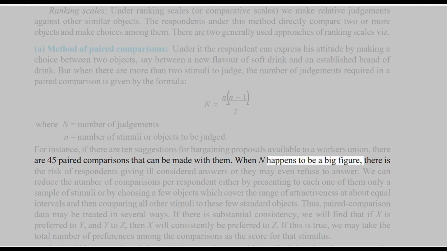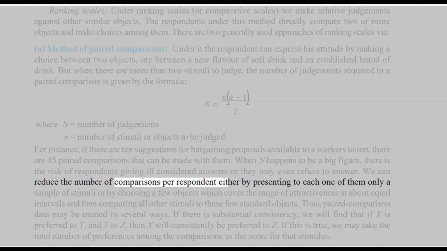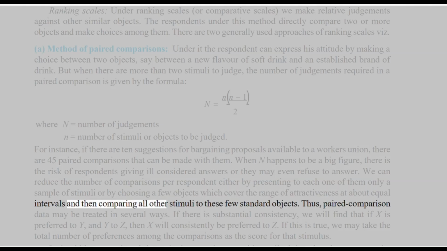When n happens to be a big figure, there is the risk of respondents giving ill-considered answers, or they may even refuse to answer. We can reduce the number of comparisons per respondent either by presenting to each one of them only a sample of stimuli, or by choosing a few objects which cover the range of attractiveness at about equal intervals and then comparing all other stimuli to these few standard objects.